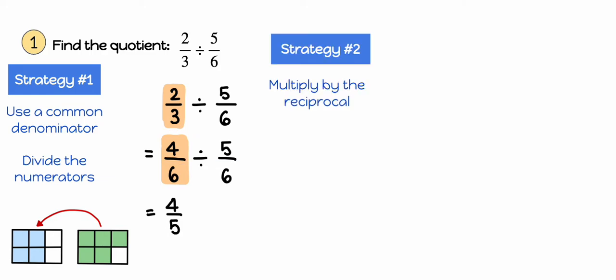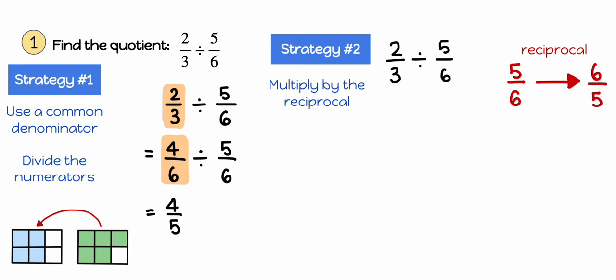Our second strategy is by doing something called multiplying by the reciprocal. If our problem is 2/3 divided by 5/6, we want to use the reciprocal of the second fraction. The reciprocal of 5/6 is 6/5. All we're doing to get the reciprocal is flipping that fraction. So 5/6 becomes 6/5. Now instead of dividing, we're going to turn this into a multiplication problem. So we're going to have 2/3 times the reciprocal, which is 6/5.